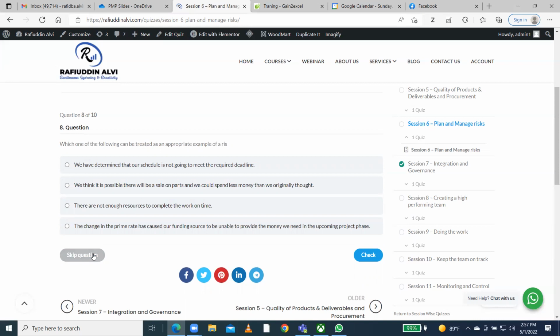Example of risk. One second, the screen has not changed for me still. I'm seeing only 8 questions still. Okay, now it is. Which of the following can be treated as an appropriate example of a risk? We have determined that our schedule is not going to be met, but we think it is possible there is a sale of this money. There are not enough. Second one. Okay, what is this second one?